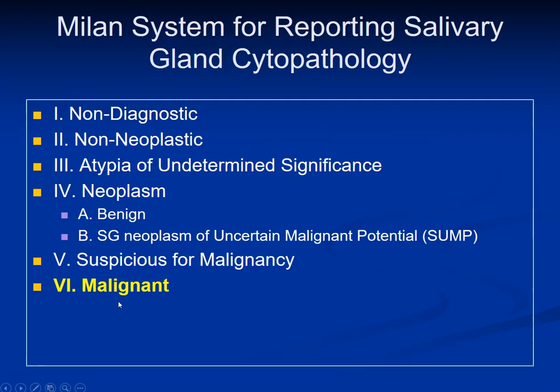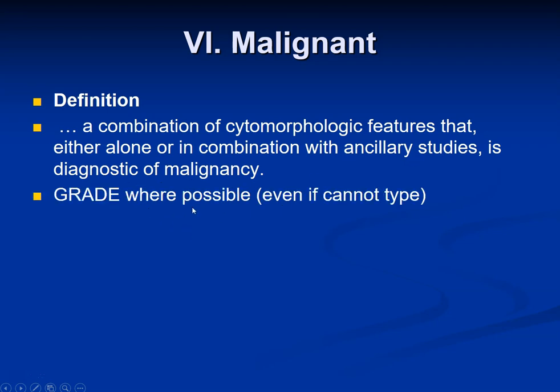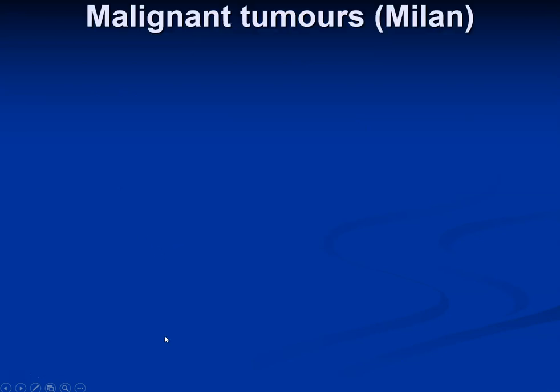Moving on to the last category, malignant. This is where there is a combination of cytomorphologic features that either alone or in combination with ancillary tests is diagnostic of malignancy. We should grade where possible, even if we can't specifically type the malignancy. If it is obvious that the tumor is high grade, this should be mentioned. And we can type it also, of course, where possible.